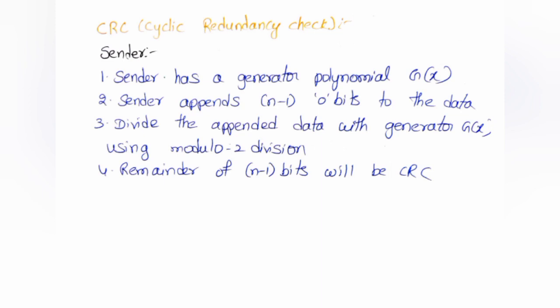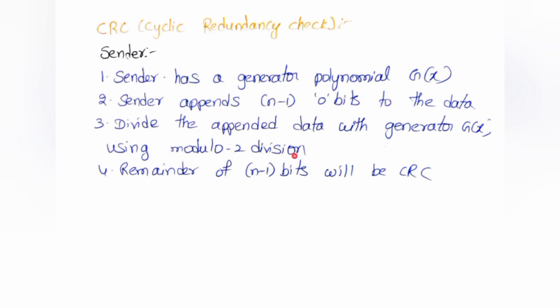So next one is the cyclic redundancy check. This is the most powerful of the redundancy checking techniques. CRC is based on binary division. Here, at the sender side and receiver side, we will see how the redundancy bits are calculated for the particular message. The sender has a generator polynomial g(x), and the sender will append n-1 number of 0 bits to the end of the data.